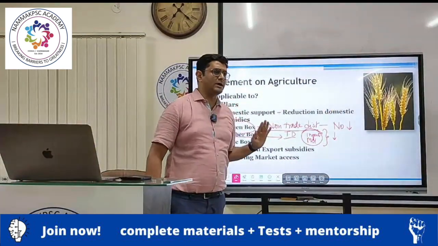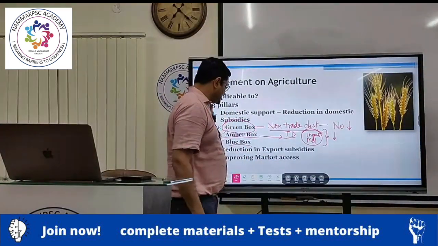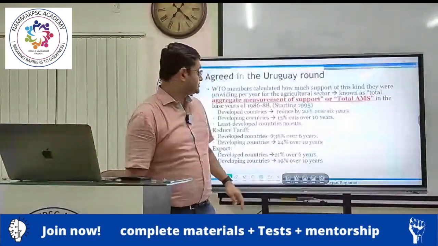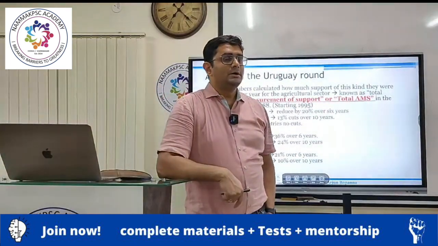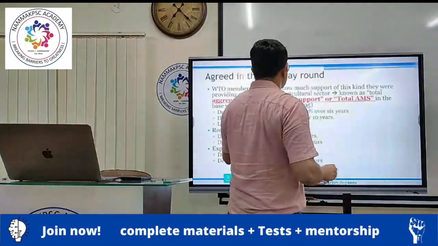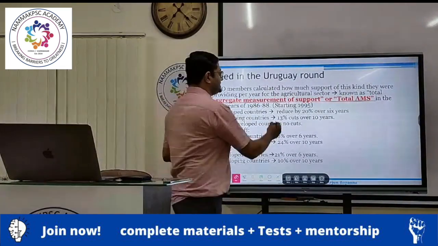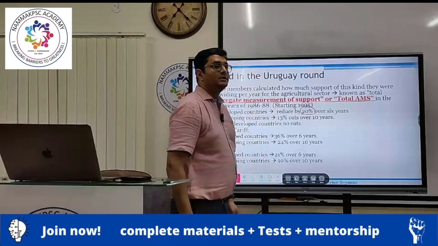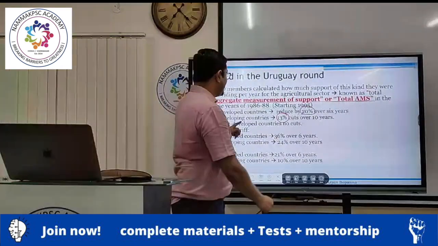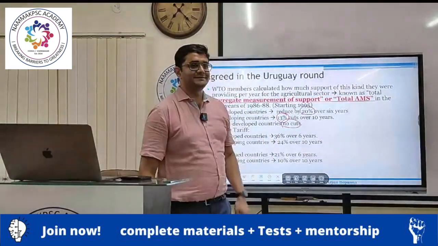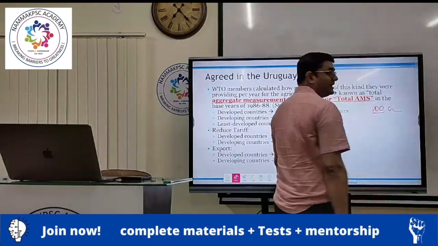So it has to be reduced by a certain percentage. We'll just have a look at it. By how much should they be reduced? Just imagine this situation. What is supposed to be done is, developed countries have to reduce these subsidies by how much? 20%. Developing countries should reduce it by how much? 13%. LDCs, no cuts.